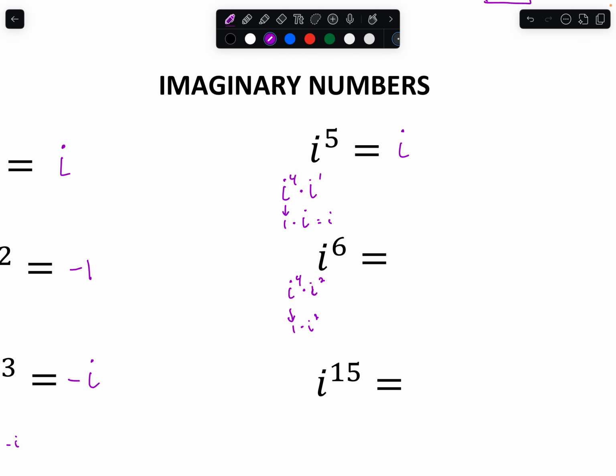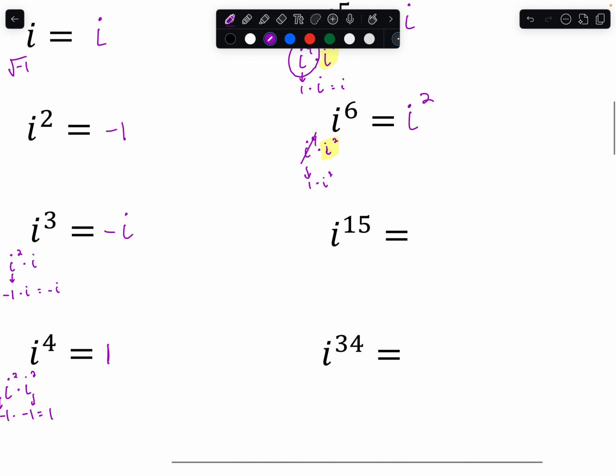So you see when we break off a set of 4 i's, it's just times 1, which doesn't change anything. The answer will be just what you have remaining after you break off a set of i to the 4ths, right? Because i to the 4th equals 1, and 1 times anything is itself. So once you break off that set of i to the 4th, you have i squared left. So i to the 6th is equal to i squared.